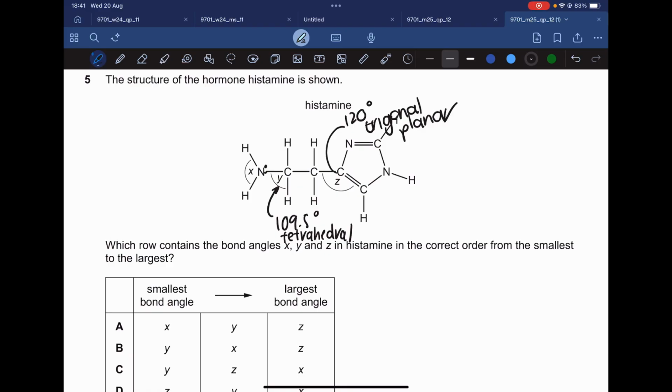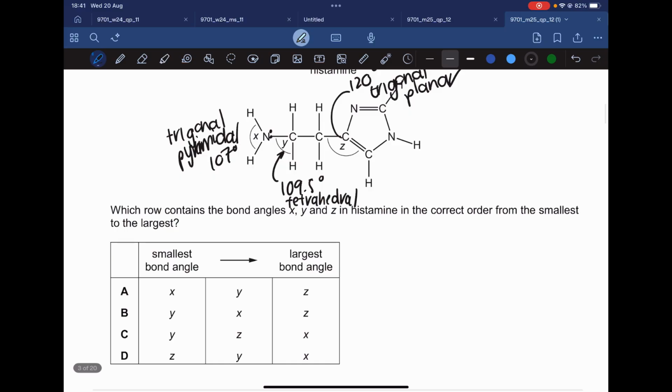And here we have our lone pair of our nitrogen. So this means we're looking at trigonal pyramidal, and this is 107 degrees. So if we had to now put them from smallest to largest, you can see X is the smallest, so it has to be A.